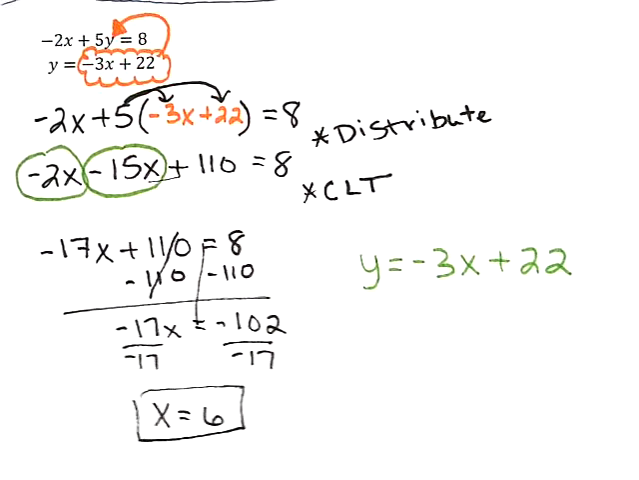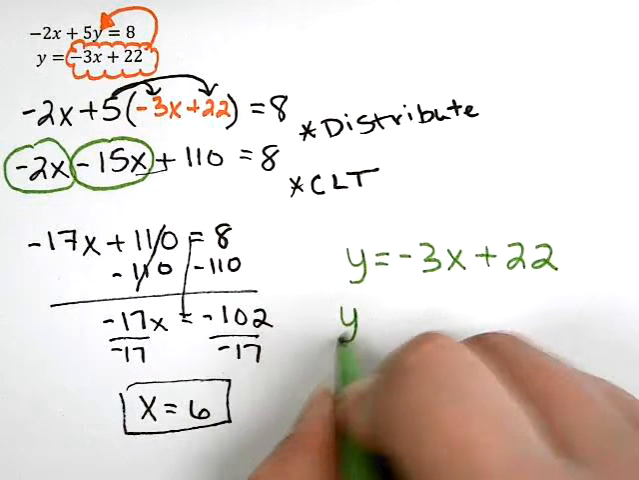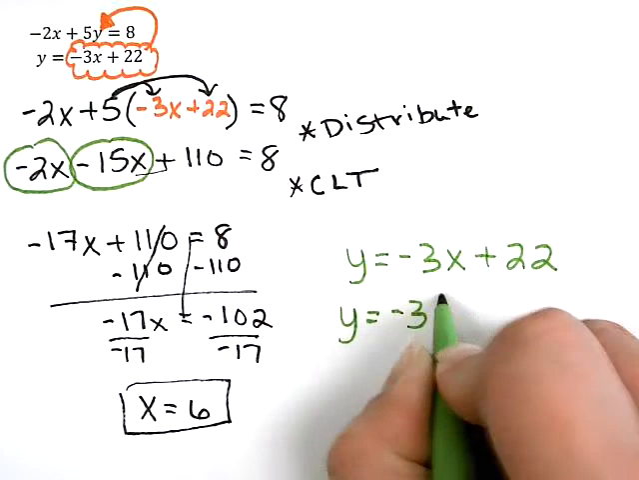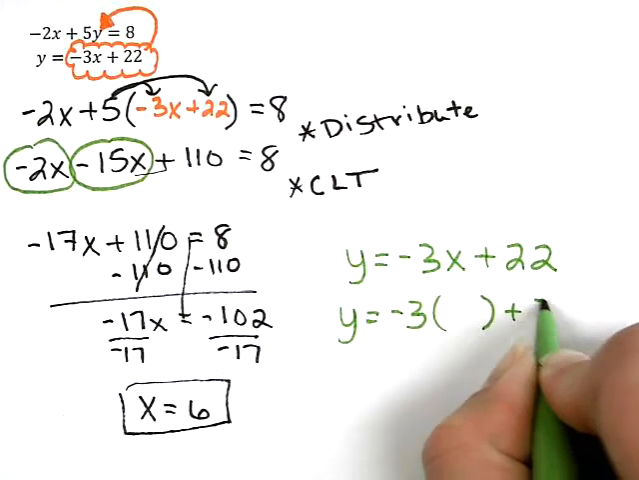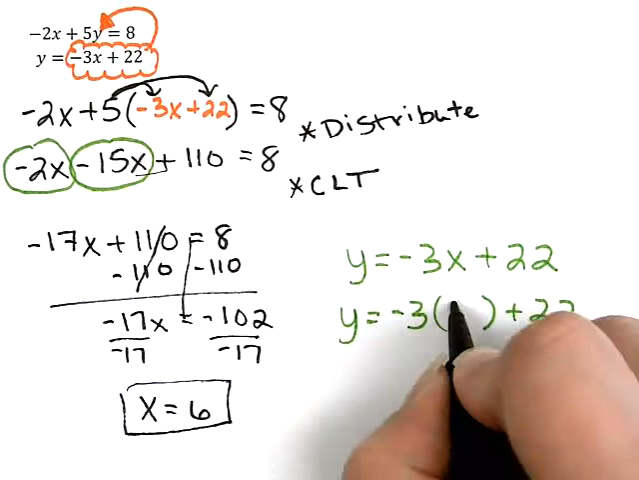Right? That was my blob equation. Well, now I know what x is, so let's plug it in. Let's substitute, right? Negative 3x plus 22. So we're taking out the x and we're putting in the value that we know it is. We know it's 6.